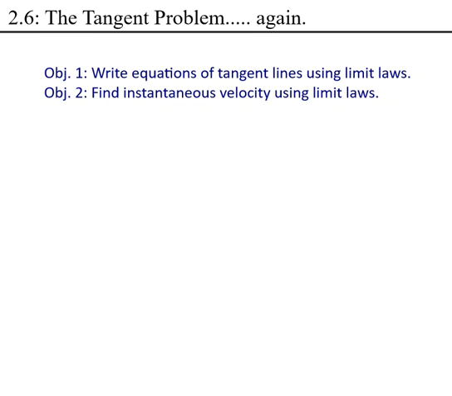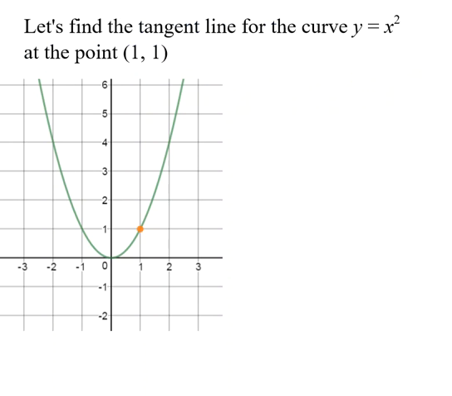We'll be revisiting tangent lines, but instead of using tables to evaluate them, we're going to focus on evaluating them using limit laws, or evaluating limits algebraically. So first we're going to look at the curve y equals x squared and the point (1, 1). I'm sure you're having deja vu. But we want to find the tangent line here.